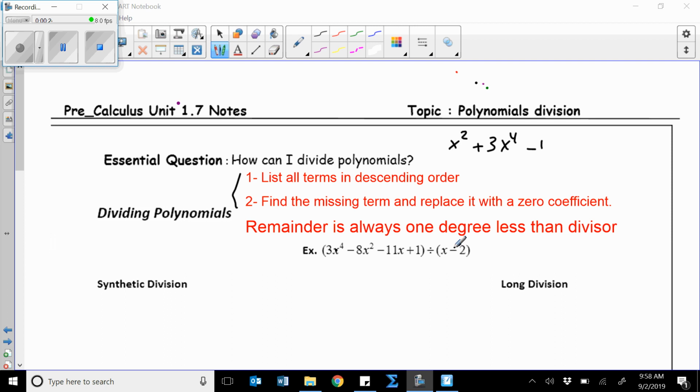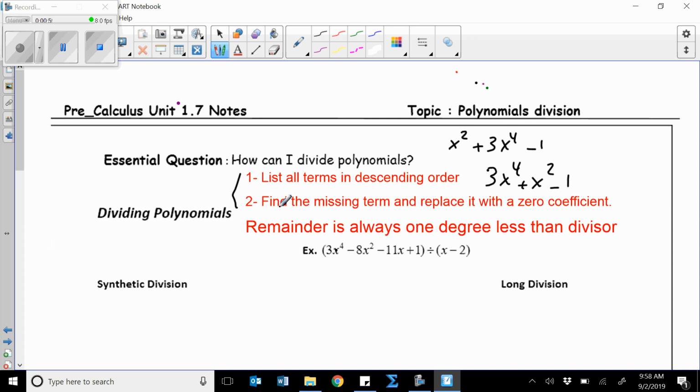Whenever two polynomials are given to us and we want to divide them, first of all, we need to list all the terms in descending order. For example, in this polynomial that is given, all the terms are not in descending order. So I need to put them in descending order. You start with the term which has the highest power, 3x to the 4. The next power is 2, so I'm going to write plus x to the 2. And then the last one is negative 1. So this is how we put them in order.